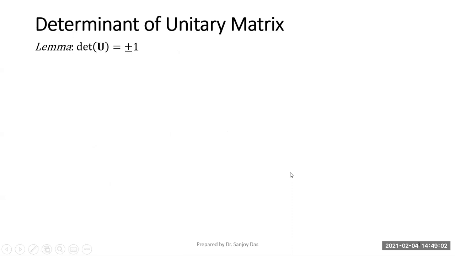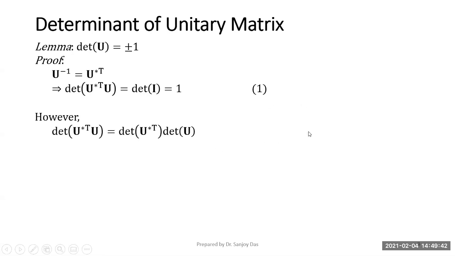Okay. The determinant of a unitary matrix is plus or minus 1. Proof. We just established that if U is a unitary matrix, then U inverse equals U star transpose. Now, the determinant of U star transpose U, since they're inverses, this is I, the identity matrix. So the determinant of U star transpose U equals determinant of the identity matrix, which is 1, right? And let's call it equation 1. Now, from the property of determinants, the determinant of U star transpose U must be equal to the product of the determinants, determinant U star transpose times determinant of U, right?